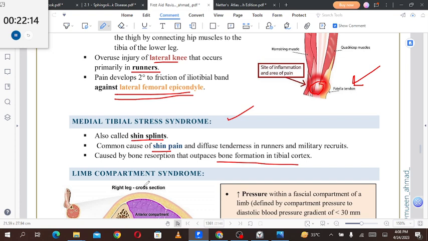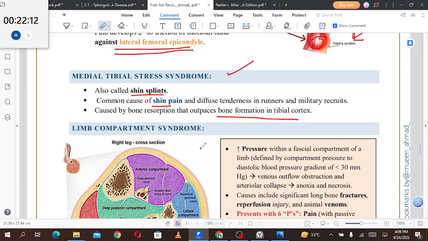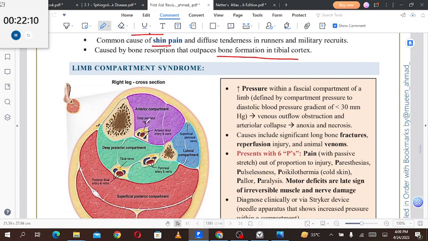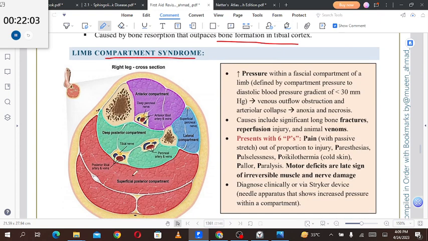That may erode the periosteum, and if the periosteum is being eroded, that will result in shin splints. Limb compartment syndrome. Compartment syndrome of both the limbs, upper and lower, is very important because the muscles and the neurovascular structures are divided into compartments which are lined by the fascia. So any kind of mechanism that is increasing the pressure inside that particular compartment will cause compartment syndrome by compressing the nerves and vascular structures present in that compartment.